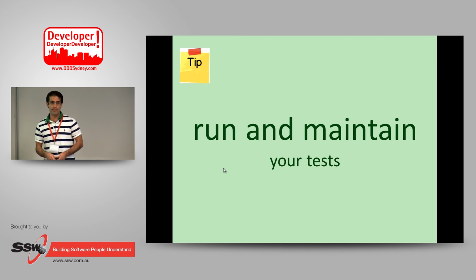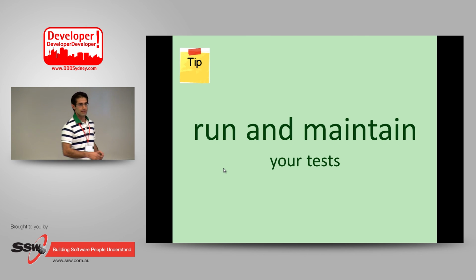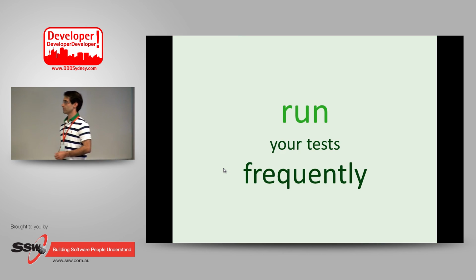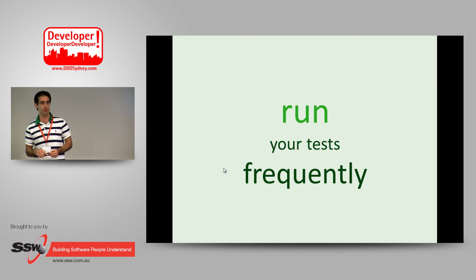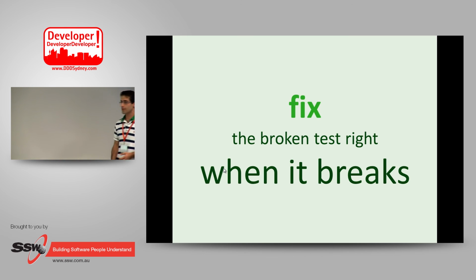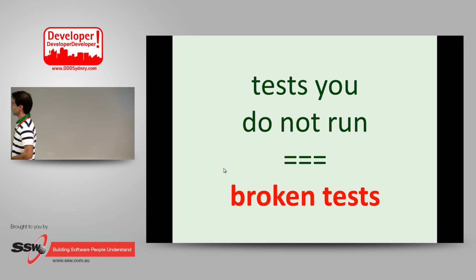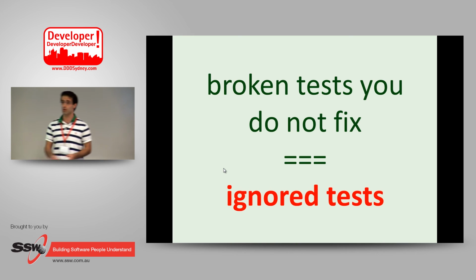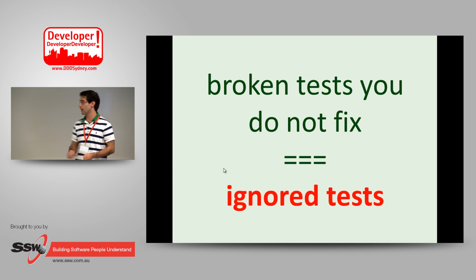This is for any test, not just UI tests. Run and maintain your tests. If you don't run your tests frequently, you're going to end up with broken tests. And if you don't run them frequently enough, you don't know what broke those tests, so it's going to be really hard to maintain them. Fix your tests as soon as they break. Run your tests frequently and fix them when they break. If you don't run them, you'll end up with broken tests. And if you don't fix your broken tests, you'll end up with a set of ignored tests that you'll delete after a while.